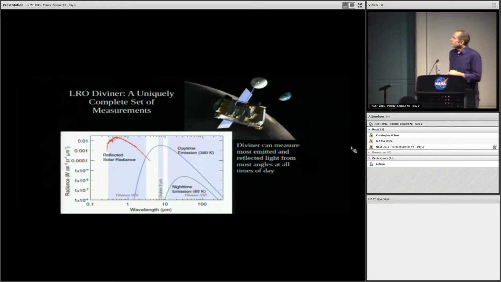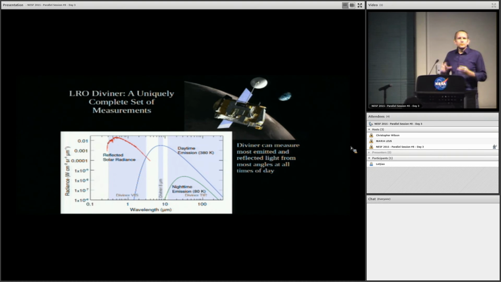So here's where we bring in LRO Diviner, and I'll make this assertion that it's a very uniquely complete set of measurements. First off, LRO's orbit drifts in local time. So we can cover basically the full diurnal cycle of any surface on the moon, given enough data collected.